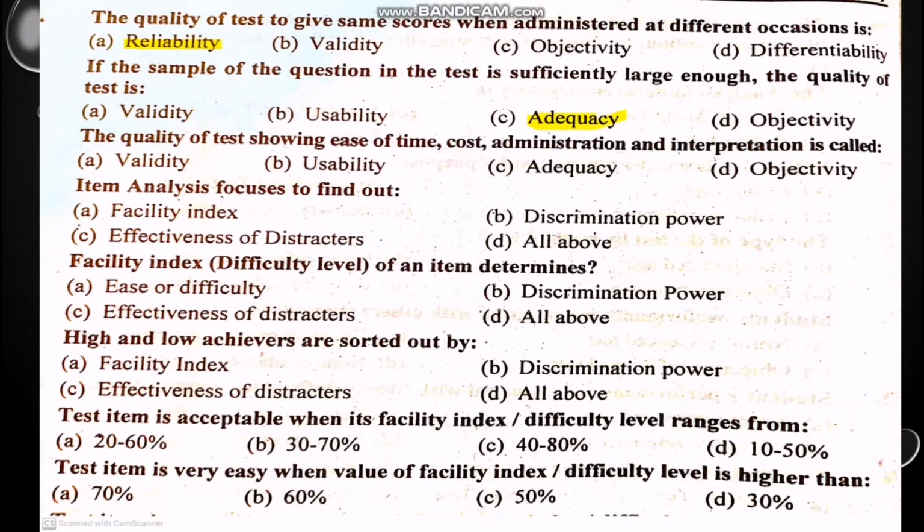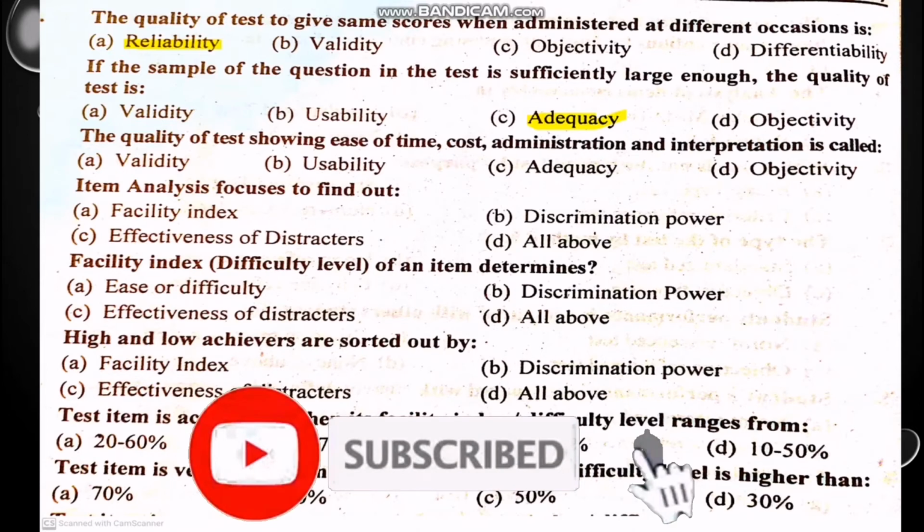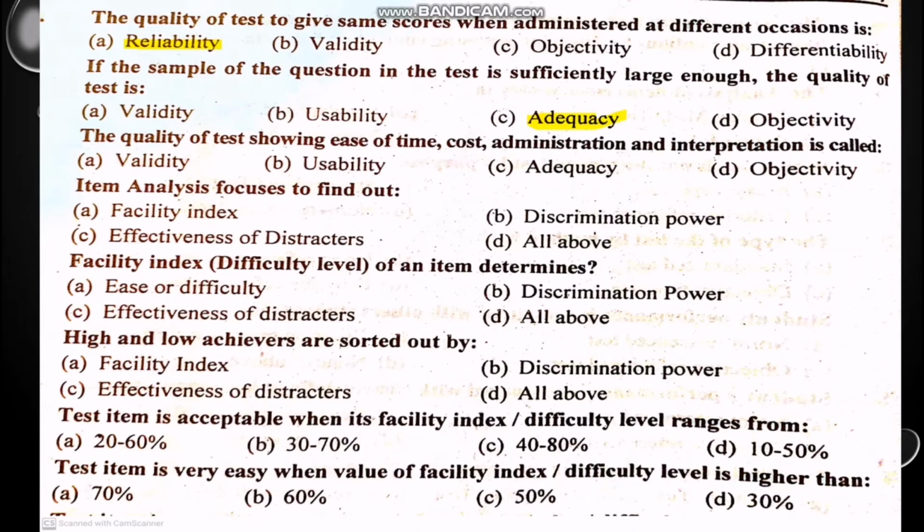The quality of test showing economy of time, cost, administration, and interpretation is called validity, usability, adequacy, or objectivity. So the right option is usability. Item analysis focuses to find out facility index, discrimination power, effectiveness of distractors, all of above. So the right option is all of above. Facility index, difficulty level of an item determines as of or difficulty, discrimination power, effectiveness of distractors, all of above. So the right option is discrimination power.